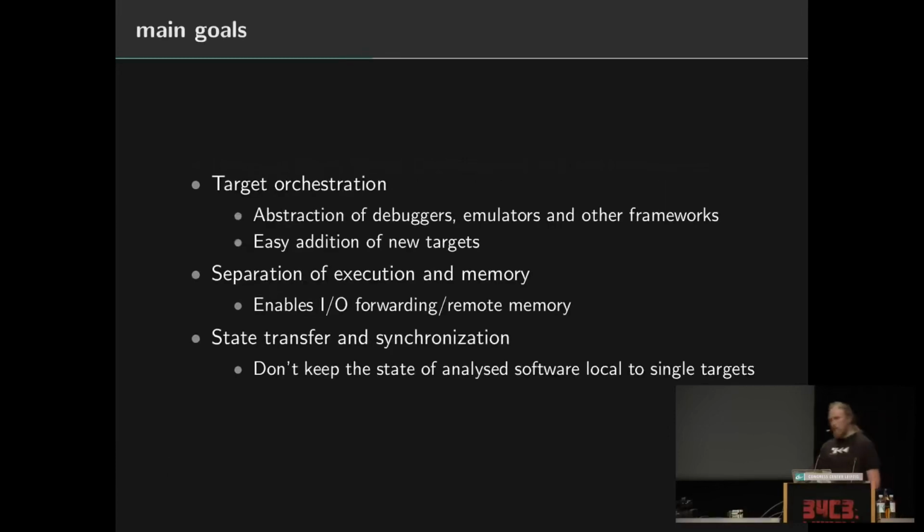The main goals when we designed and started to write Avatar were to have the possibilities of target orchestration, separation of execution and memory, and state transfer and synchronization capabilities. Target orchestration means that we orchestrate different kinds of frameworks with abstractions inside Python. Those targets could be anything: debuggers, emulators, other frameworks, and we easily want to be able to add new targets to the Avatar 2 ecosystem.